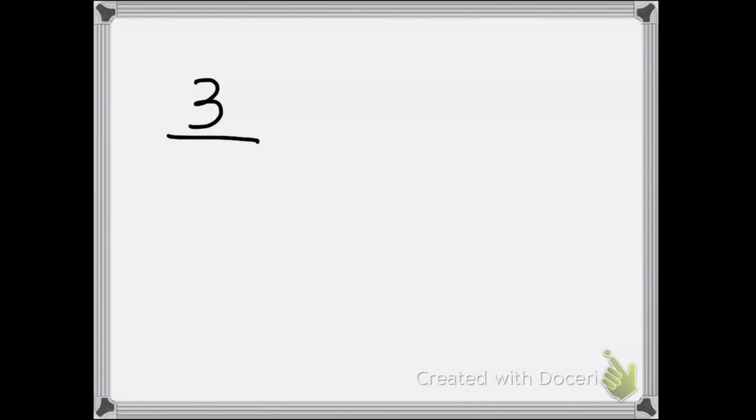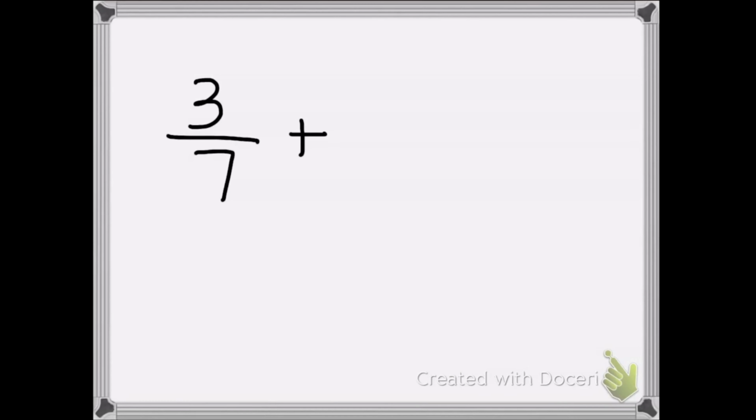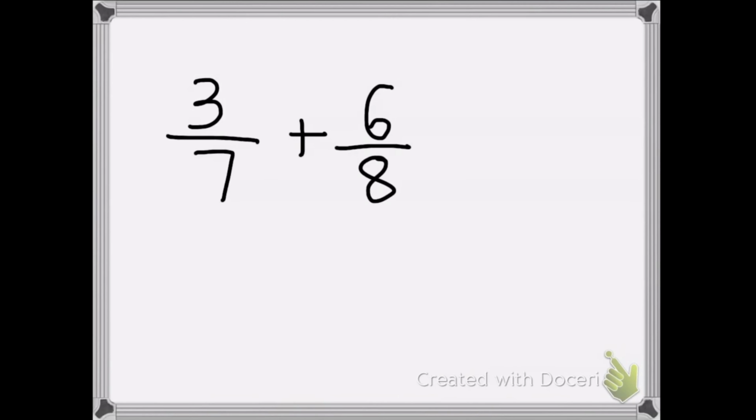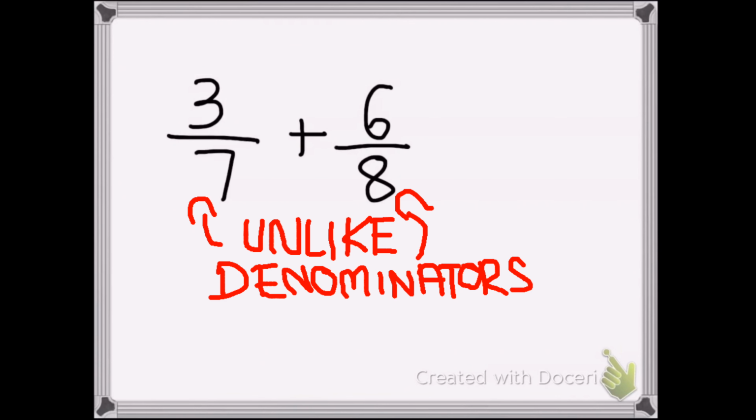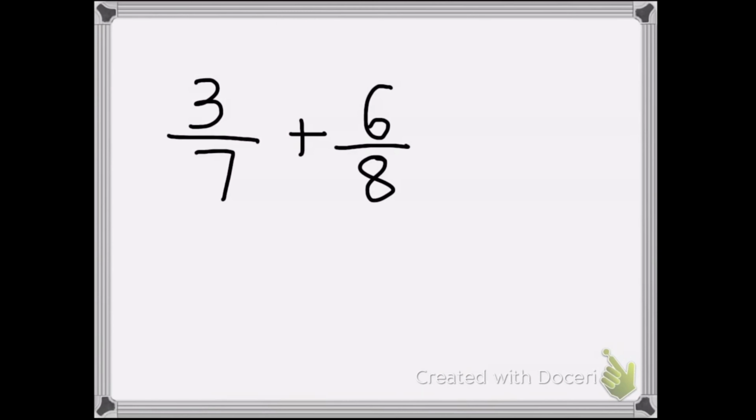Sure, it may seem easy till now, but let's start to get trickier. If you have a fraction like 3 by 7 plus a fraction like maybe 6 by 8, one thing you need to know before solving this question is that two denominators which are multiples of each other or have different denominators are called unlike denominators. The denominators aren't the same. How will you add it? Let's see.